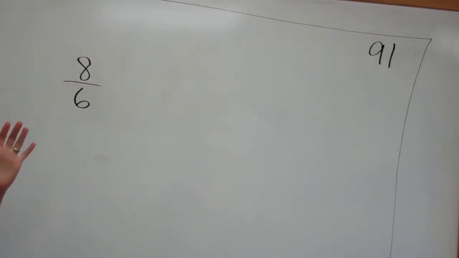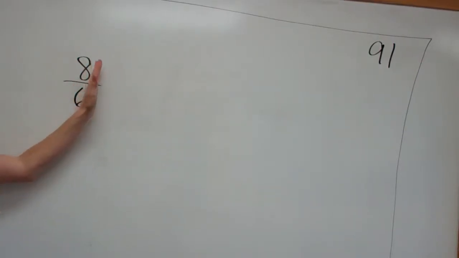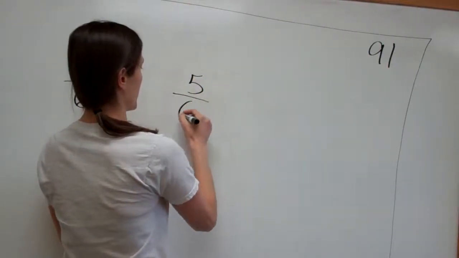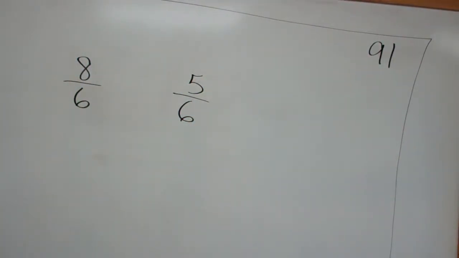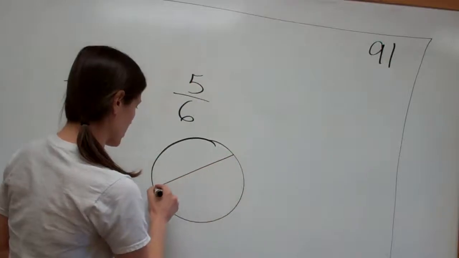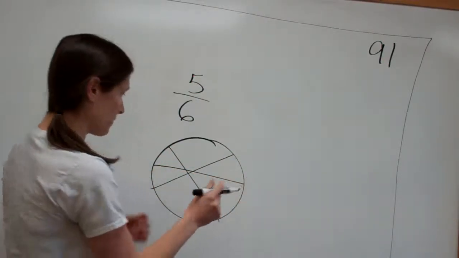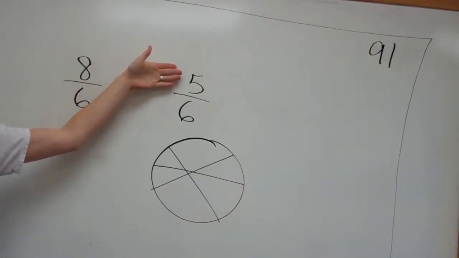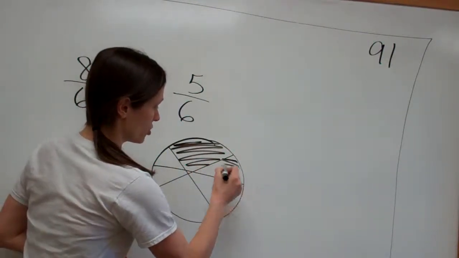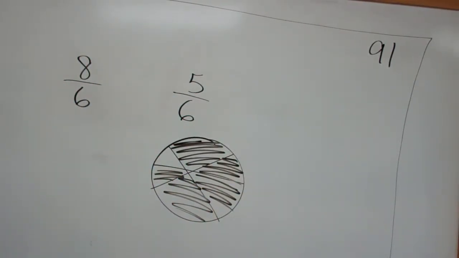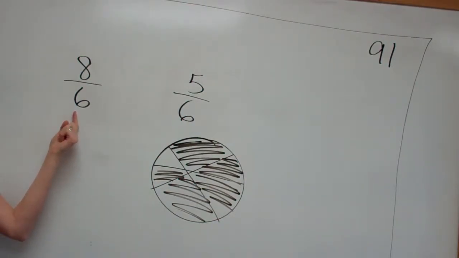Before we get into 8/6, which is an improper fraction, let's do a proper fraction first. Let's do 5/6. What would this look like as a pizza? If I break it into 6 pieces, then for me to eat 5, I would go 1, 2, 3, 4, and 5. That would be 5 out of 6, right? But 8 out of 6.